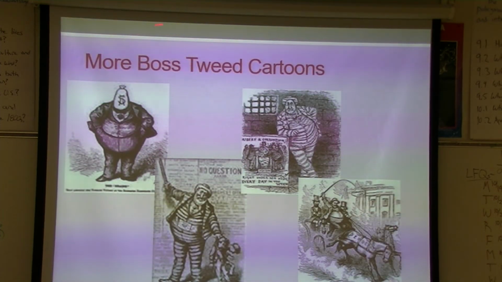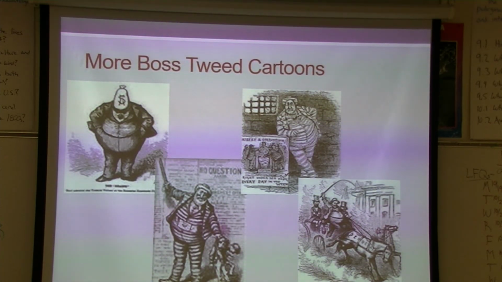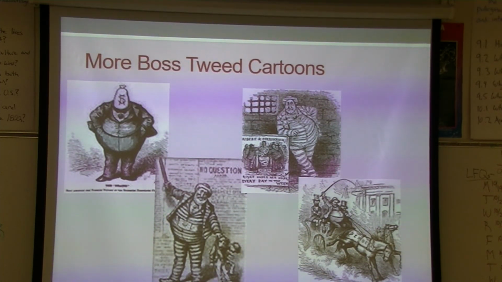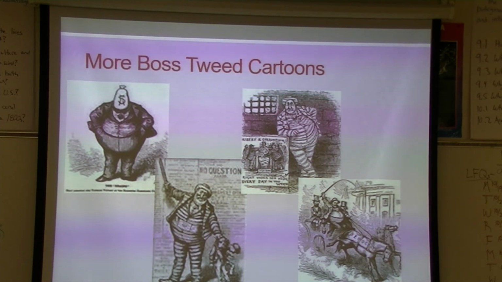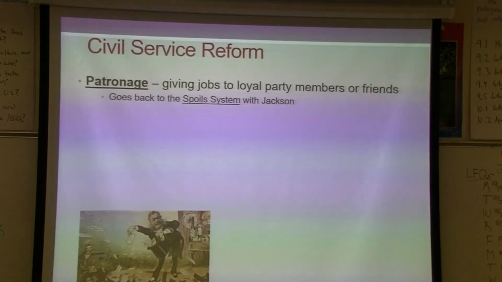Some other cartoons, this one here, even though there's no face on it, people knew that's Boss Tweed. Notice that he's in stripes there, when you think of jails, trying to stop democracy here. All right, some other things, the last bit for the political machines.